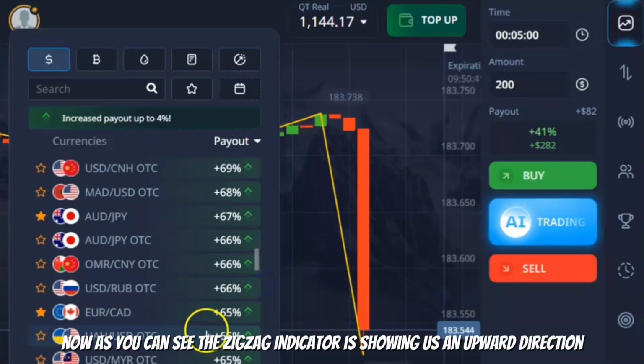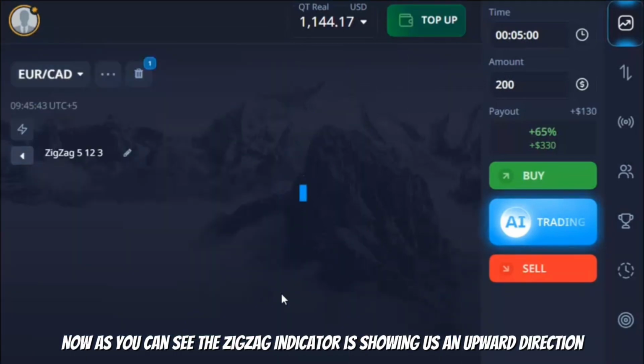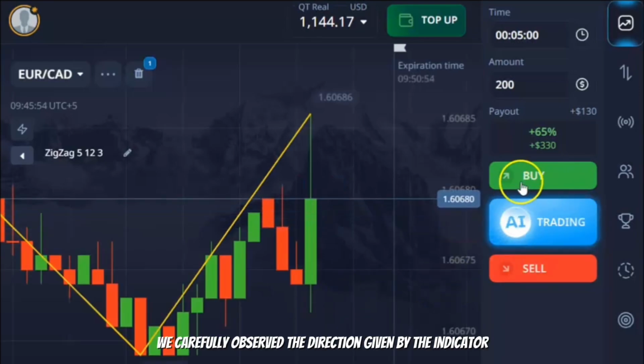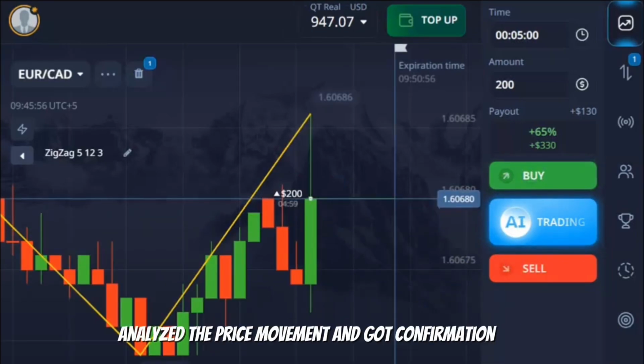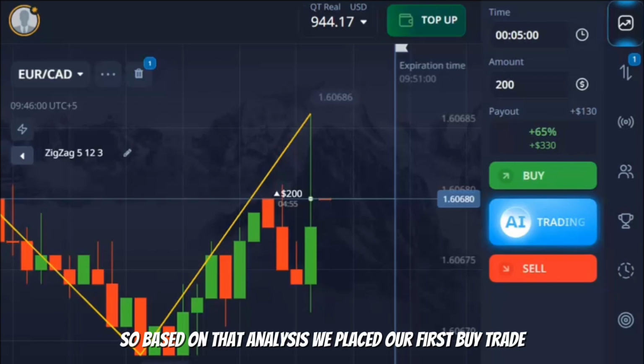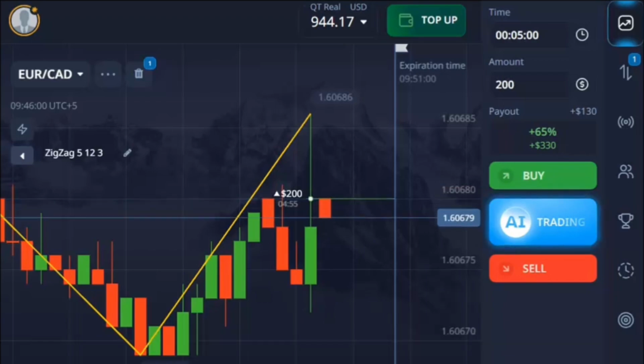Now, as you can see, the zigzag indicator is showing us an upward direction. We didn't enter the trade randomly. We carefully observed the direction given by the indicator, analyzed the price movement, and got confirmation that the market could move upward. So based on that analysis, we placed our first buy trade.